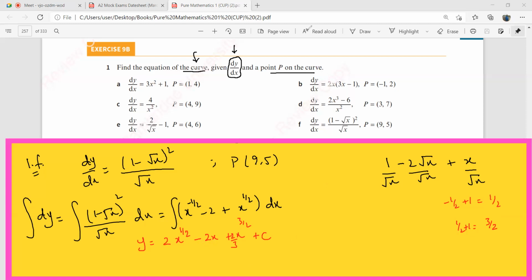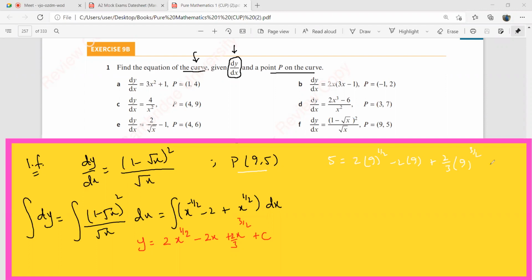We are ready to determine this value of c from here. So let's do that. The value of c is going to be, we'll be using this point here. So your y is 5. So this is 2 into 9 raised to power half minus 2 into 9 plus 2 over 3 into 9 raised to power 3 over 2.